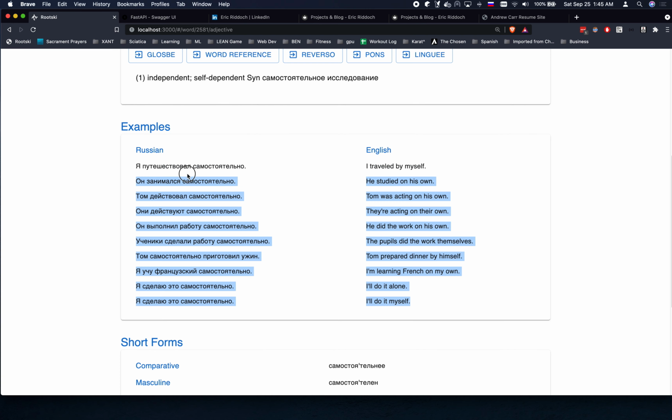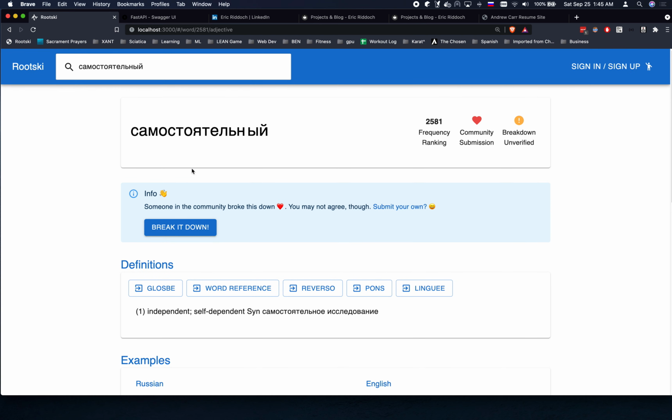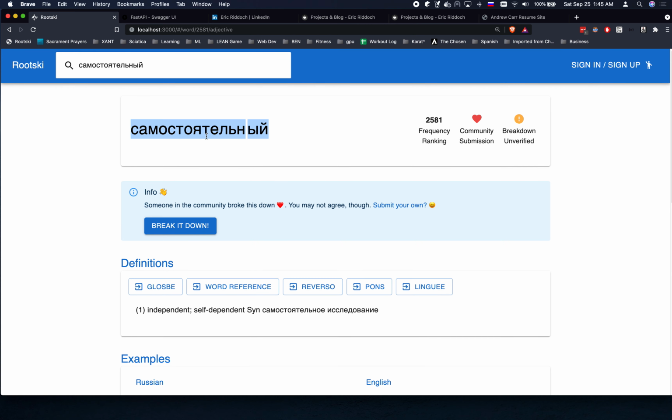Which, by the way, is one of the most useful things Rootsky has. When you're going to learn a word, learning a single word out of context is honestly not that helpful, because for any given word you're going to have a ton of synonyms that mean a really similar thing. And if you're a non-native speaker and you learn two words for house, you're not going to know if one is a more formal word for house like a mansion, or an informal word for house like a crib or something, I guess.